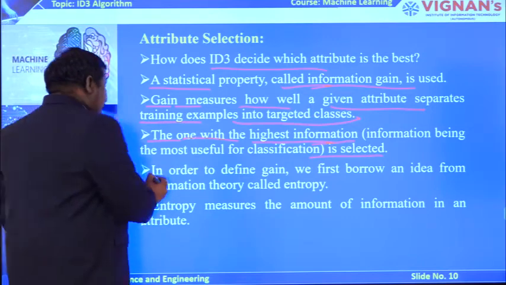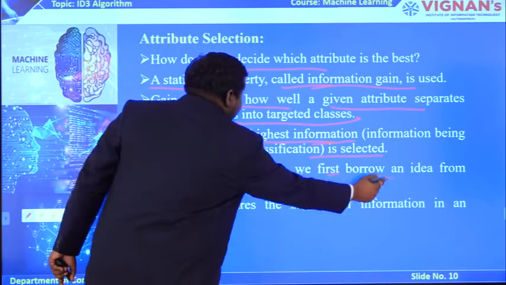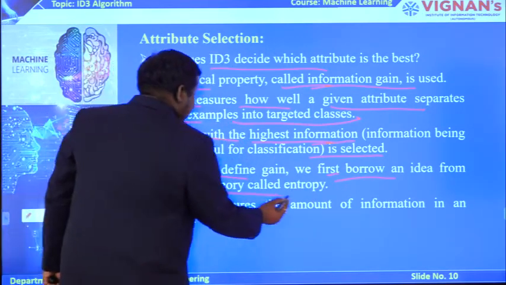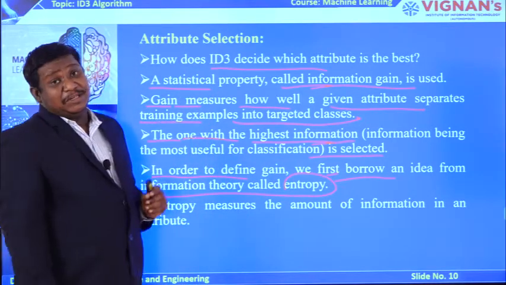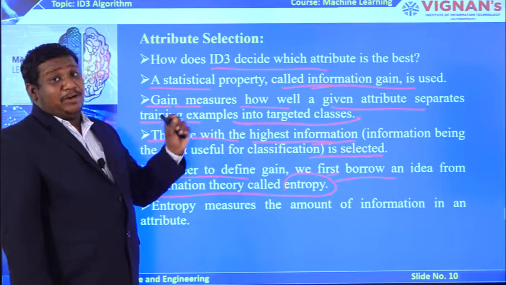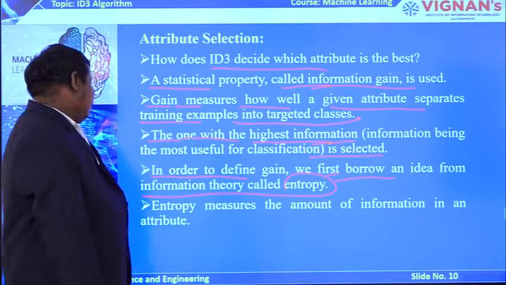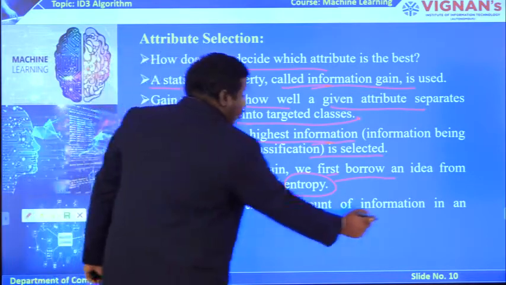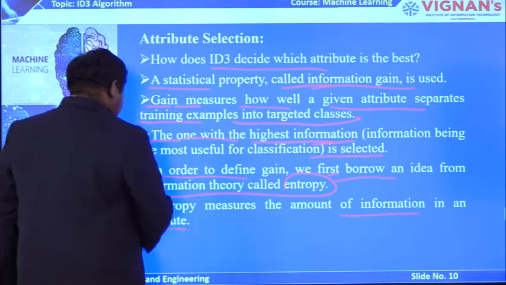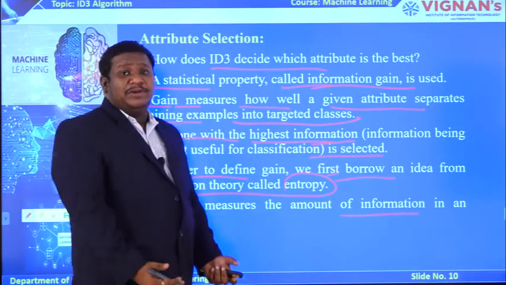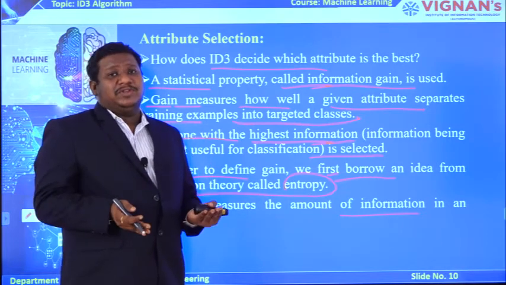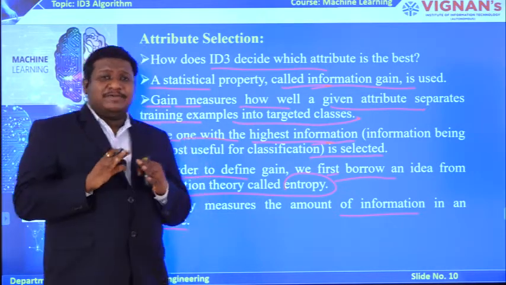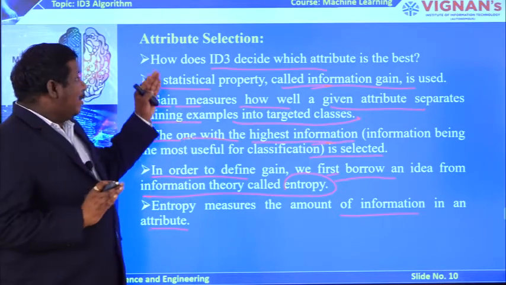In order to define gain, we first borrow an idea from information theory called entropy. So in order to calculate this information gain, we use another method called the entropy method. Entropy measures the amount of information in an attribute. So what is entropy? Entropy measures the amount of information there is in an attribute. That is entropy. So what is the information gain? Again, I am repeating this.